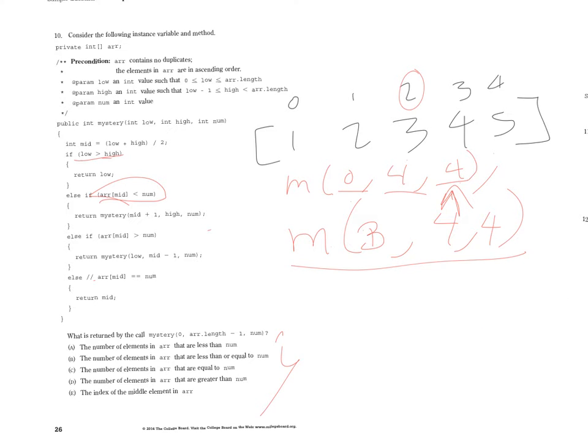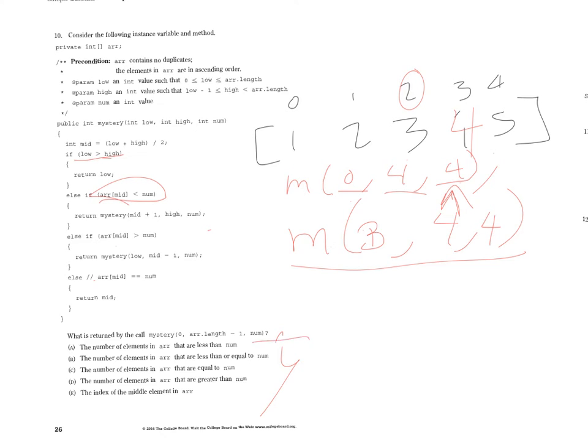And so is this number less than the number? In this case, it is not less than that number. So we continue to check. Is it greater than the number? It is not. In this case, it ends up returning 3. And so we have to ask ourselves, what does it mean if we return 3? In this case, that's where we found it. That's the index.